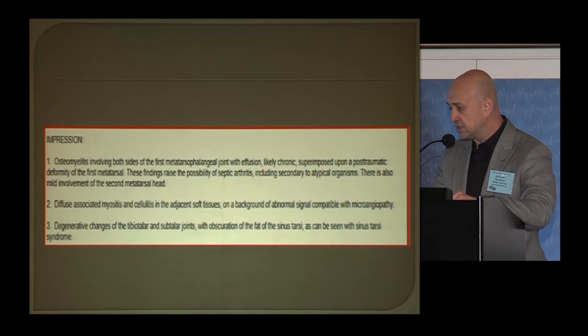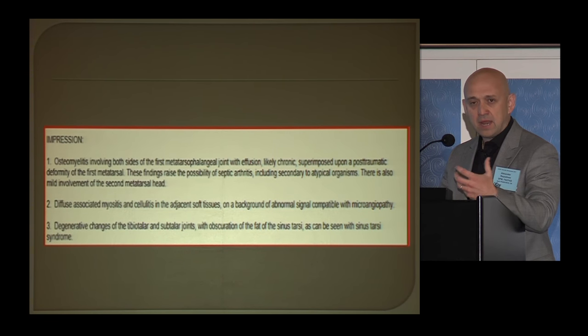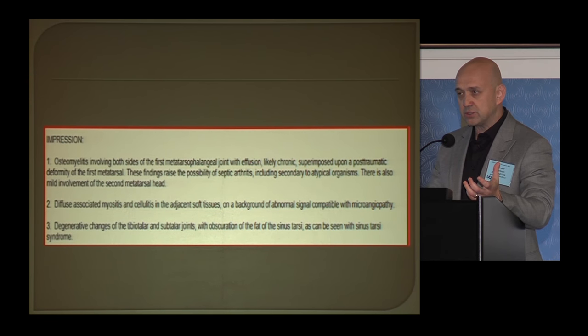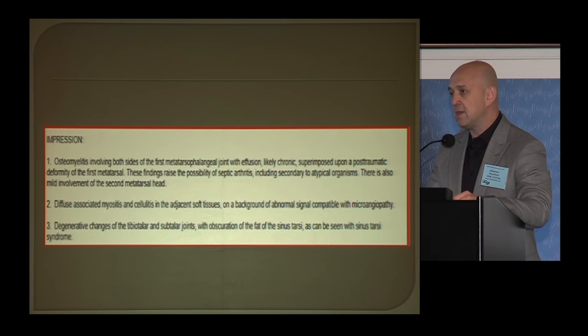Osteomyelitis involving both sides of the first metatarsophalangeal joint, likely chronic, and most likely has septic arthritis as well. So the question that I would pose to you is, what do we do as practitioners? What do we do with this read? How do we move forward?